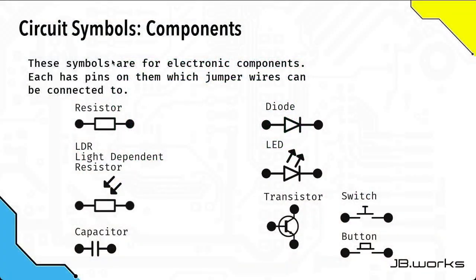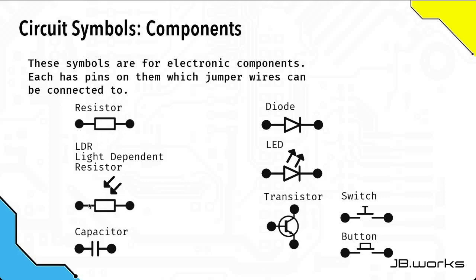The next set of symbols that we need to look at are those for the electronic components. These are things like resistors, diodes, transistors, capacitors, etc. that make up a circuit. The first thing to notice about all of these is that they have round dots on either end, and these are where the pins are that you will use to connect the jumper wires to. So we have the resistor symbol, which is this one.